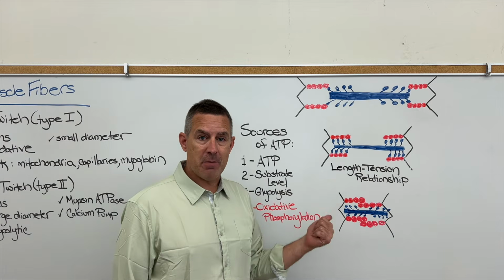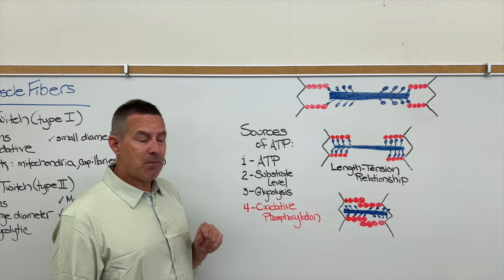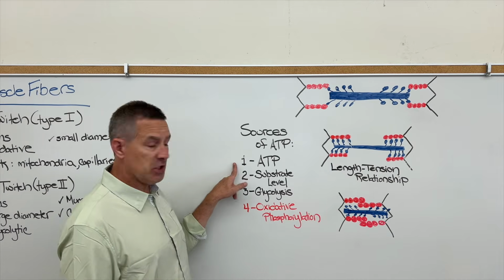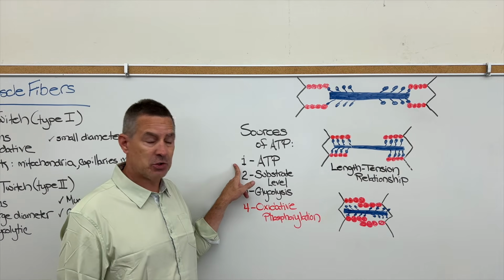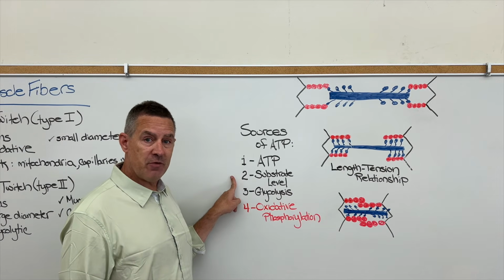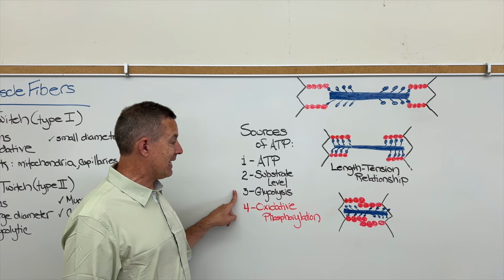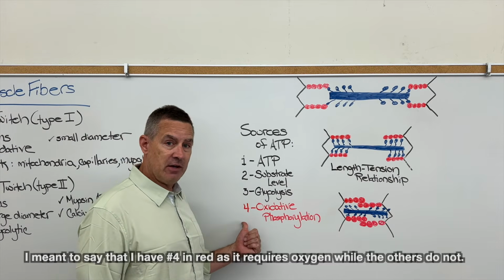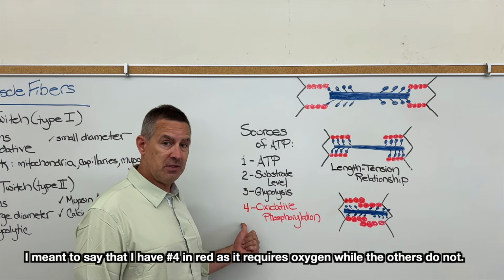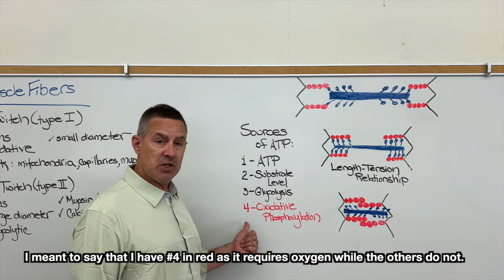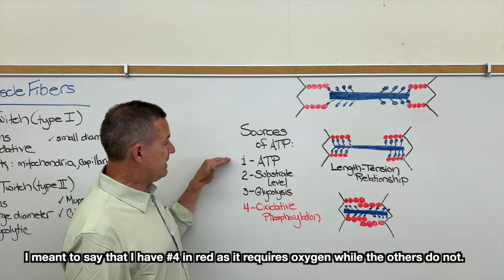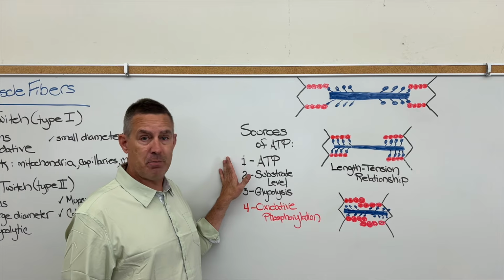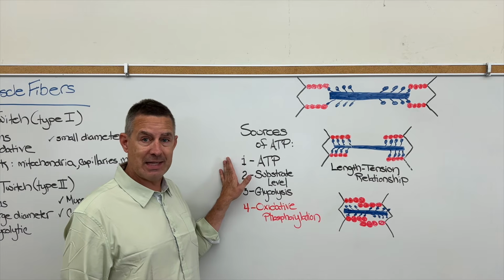Now, while we're talking about muscle contraction, let's make mention of the sources of ATP for muscle contraction. They are just some residual ATP in muscle, substrate level phosphorylation, glycolysis, and oxidative phosphorylation. I have oxidative phosphorylation, the fourth point right here, because this is going to require oxygen. ATP, there's going to be some residual ATP in muscle fibers that is going to be used up probably within a second, if not less.